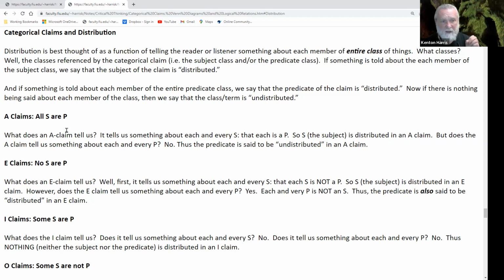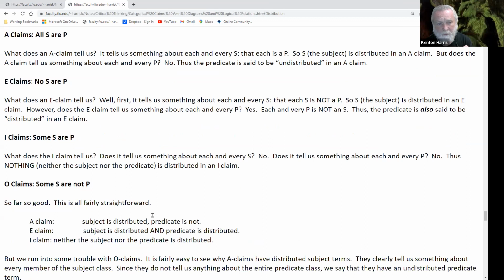But the pertinent thing is that in an A claim, the subject is distributed. It tells us something about each and every member of the subject class. That's what distribution means. In an E claim, both the subject and the predicate are distributed, because I know something about each and every S, it's not a P, and I know something about each and every P, it's not an S. In an I claim, nothing is distributed because I don't even know something about each and every S, I only know something about one particular S. Likewise, I don't know something about each and every P, so neither term is distributed.